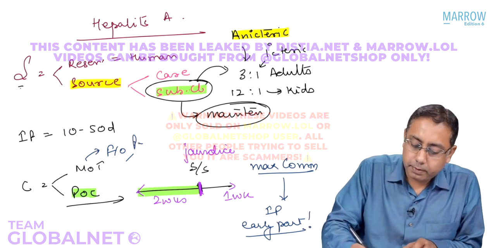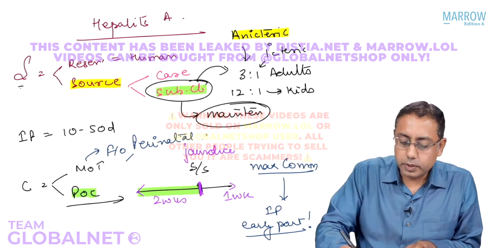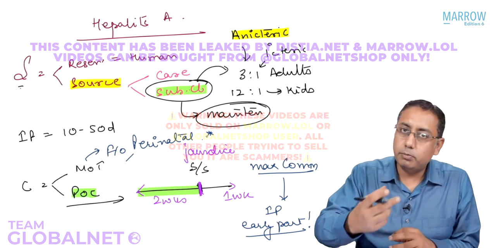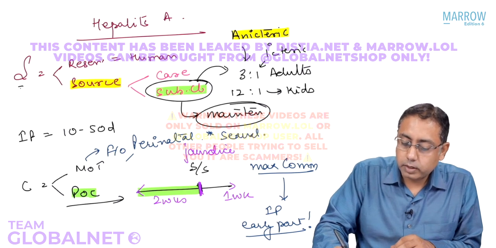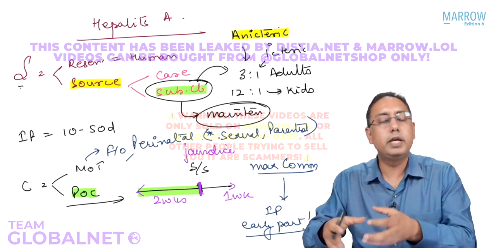It can also have a perinatal mode of transmission in certain situations, with reservations. I'm writing it with a star mark, that it can also have a parenteral mode of transmission and a sexual route also. So the sexual route and the parenteral route can happen, but still they do not form the major part of the chain of transmission.